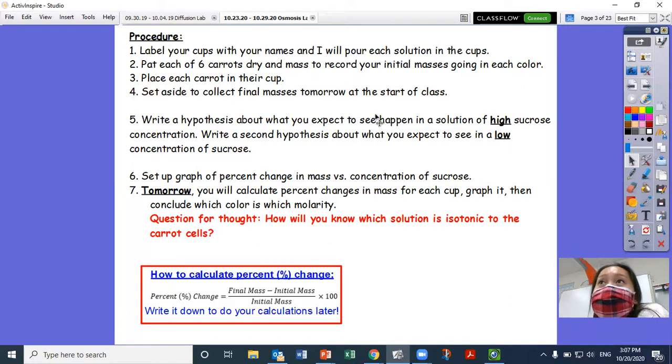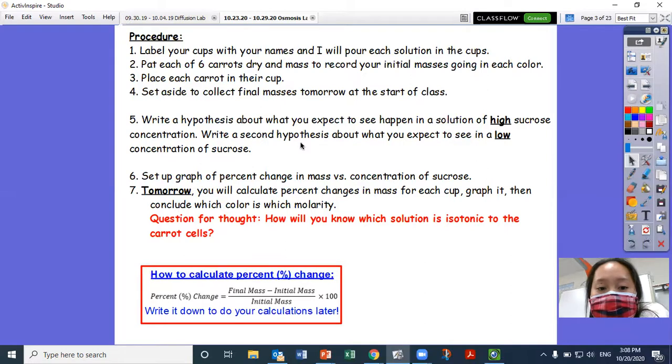Once water has been moving for 24 hours, we will weigh them again to find the final masses, so then you can actually calculate percent change in mass. You're going to write a hypothesis about what you expect to see happen in a solution of high sucrose concentration. So when a solution is very, very sugary, right, 1 molar, for example, what will happen to the carrot? Will the water enter the carrot cells, or will the water leave the carrot cells?